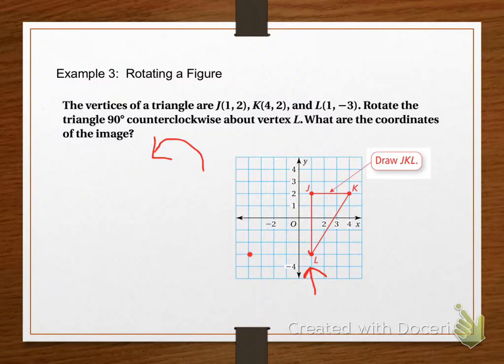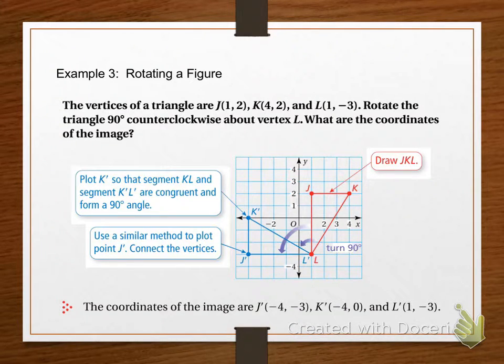And then my K is going up 3, so it would be right on the x-axis. So when I connect those lines, I'd have the figure like this. So we're going to plot K prime, so the segments KL and K'L are congruent and form a 90-degree angle. So use a similar method to plot the point J and connect the vertices.